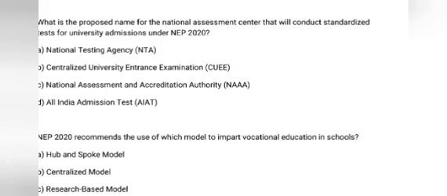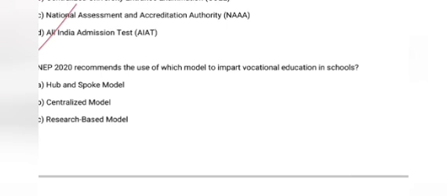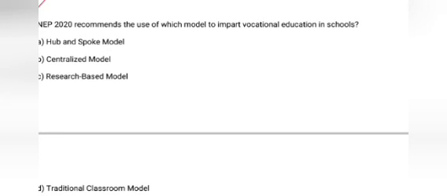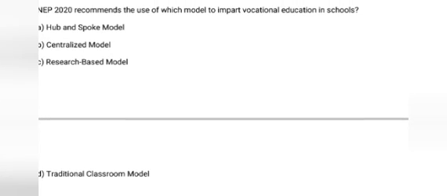Next, what is the proposed name for the National Assessment Center that will conduct standardized tests for university admission under NEP 2020? National Testing Agency NTA, Centralized University Entrance Examination CUEE, National Assessment and Accreditation Authority NAAA, All India Admission Test AIAT. So it will be All India Admission Test. NEP 2020 recommends the use of which model to impart vocational education in schools? Hub and spoke model, centralized model, research-based model, traditional classroom model. It will be 23, that is B, centralized model.